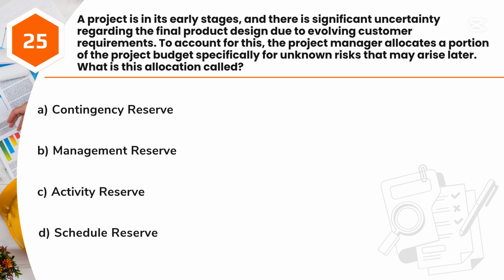Question 25. A project is in its early stages, and there is significant uncertainty regarding the final product design due to evolving customer requirements. To account for this, the project manager allocates a portion of the project budget specifically for unknown risks that may arise later. What is this allocation called? A. Contingency reserve. B. Management reserve. C. Activity reserve. D. Schedule reserve.